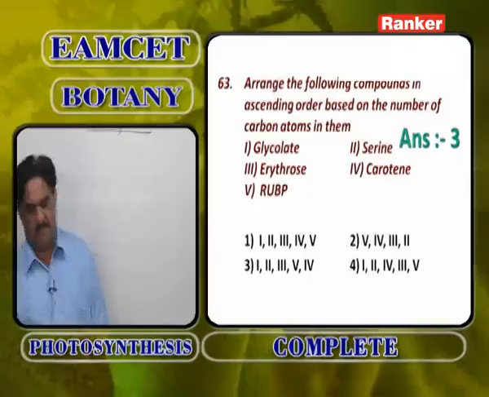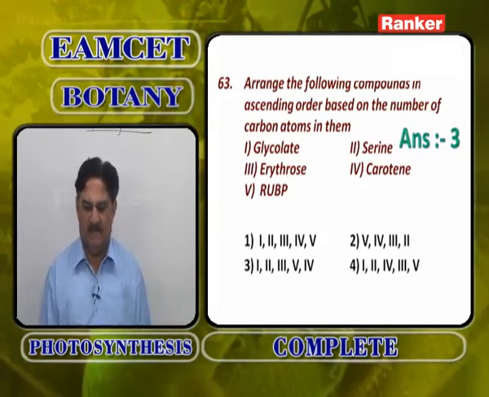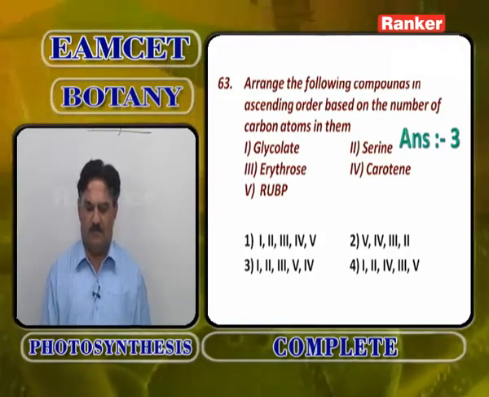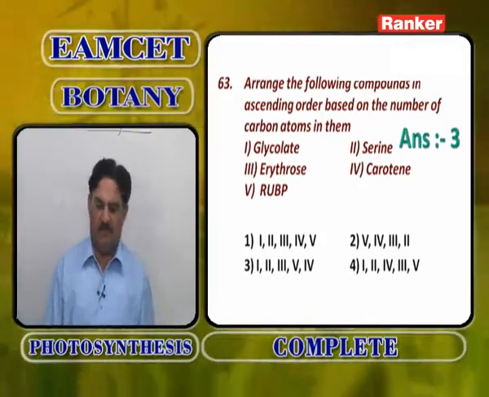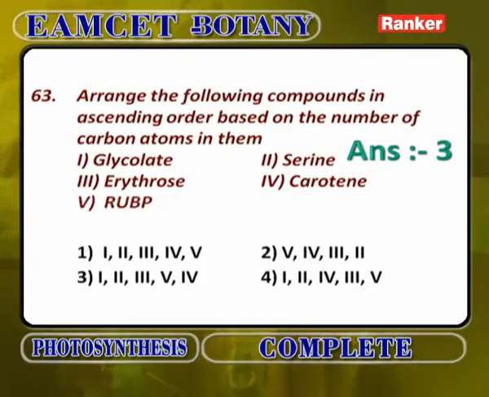Like that we can identify this. If 4 is the last, that will be the answer. So 1 glycolate, 2 serine: glycolate 2, serine 3, erythrose 4, RuBP 5 and carotene 40. So 1, 2, 3, 5, 4. Based on the number of carbon atoms present in them, ascending order is glycolate 2 carbon, serine 3 carbon, erythrose 4 carbon, RuBP 5 carbon, carotene 40 carbon. So the answer is 1, 2, 3, 5 and 4. Third option.